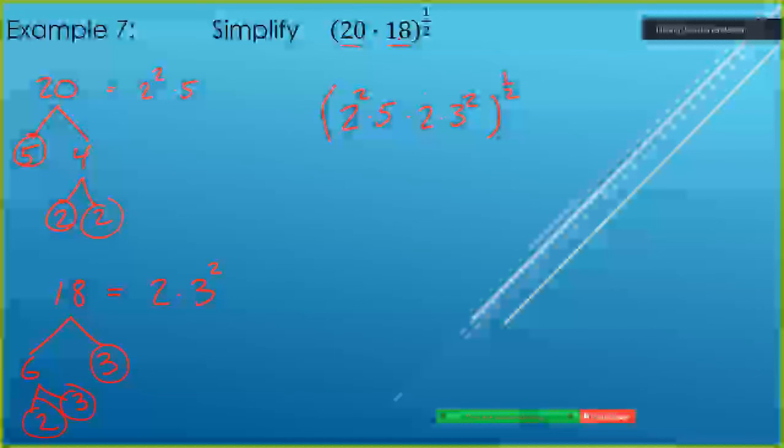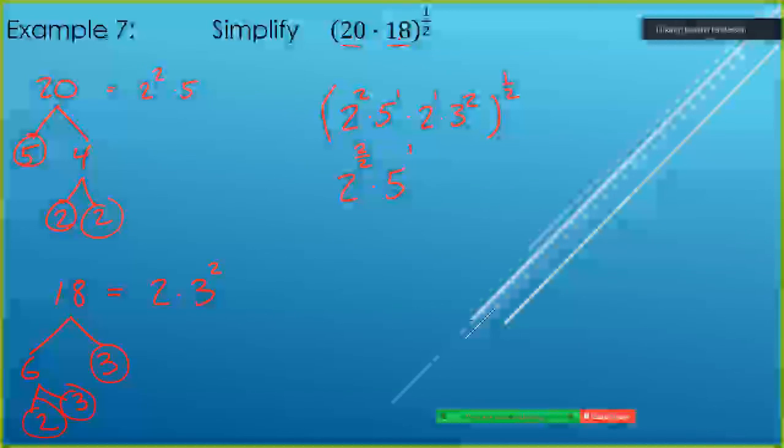Well, what do you see? We've got a bunch of terms. Some have powers. It's all to the 1/2. Let's multiply the 1/2 to all those inner powers. Let's throw a 1 in for the 5 and the 2. Let's multiply our outside power to the inside powers. So 2 to the 2/2, 5 to the 1/2, 2 to the 1/2, and 3 to the 2/2.